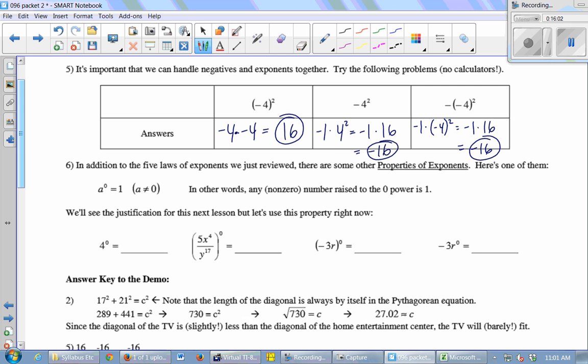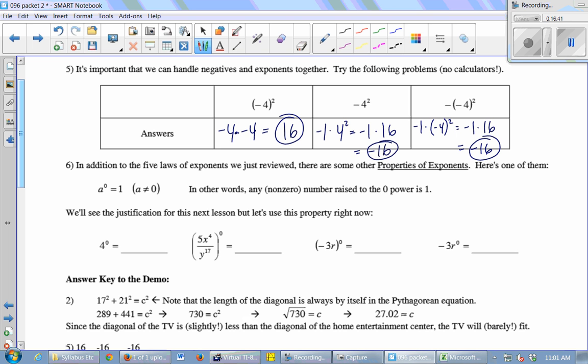All right. In addition to the 5 laws of exponents that we just talked about, there are some other properties of exponents, and one of them that's really important is that when you raise a number to the 0 power, it doesn't really make sense in terms of our definition of exponents, meaning repeated multiplication. Like, how do you write down a times itself 0 times? It doesn't really make sense. So we have decided as a mathematical community that the answer should be 1. And we're going to see the justification, the reason why we chose that, next class.